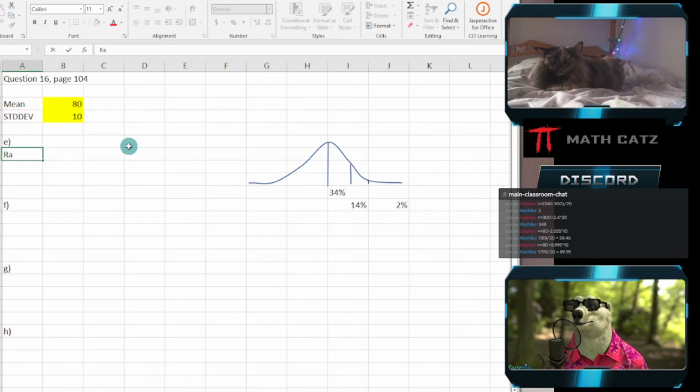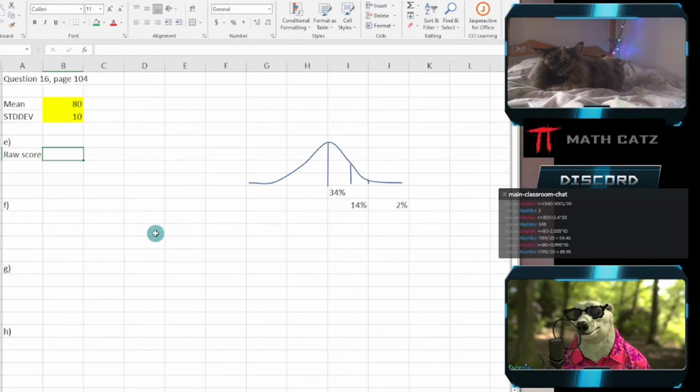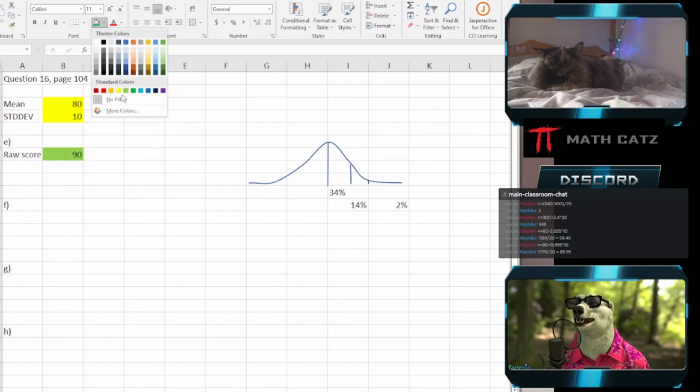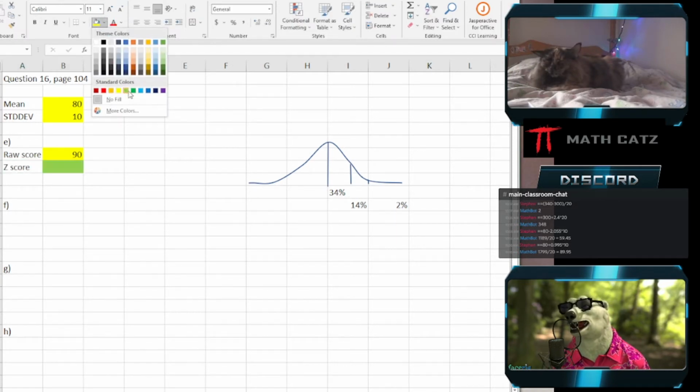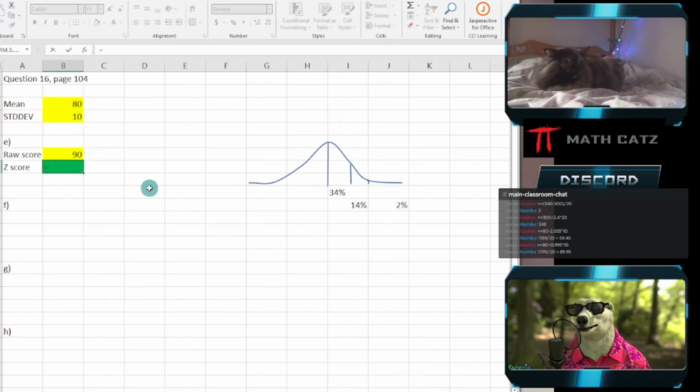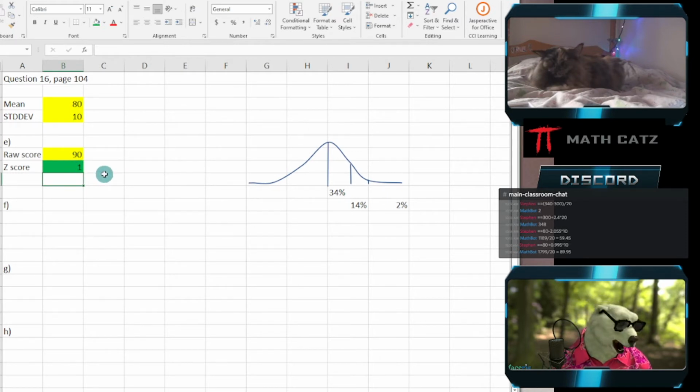Now I can do a raw score and then calculate the z-score. The raw score input is 90. Then I'll calculate the corresponding z-score, and that'll be the same as before: raw score minus mean, all of that divided by standard deviation, and I get a 1, which makes total sense. It's one standard deviation step away from the mean.